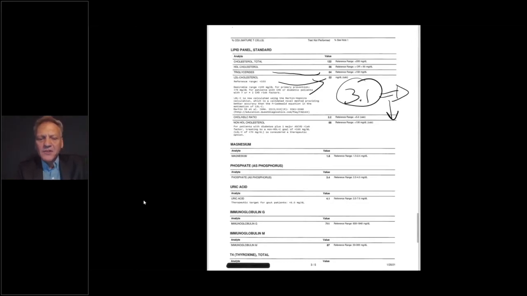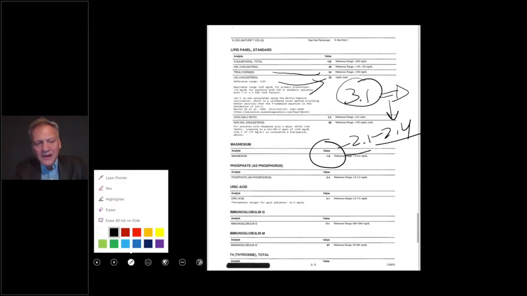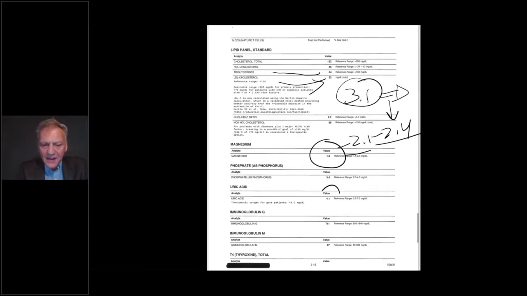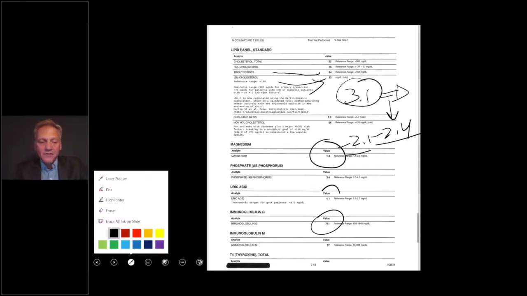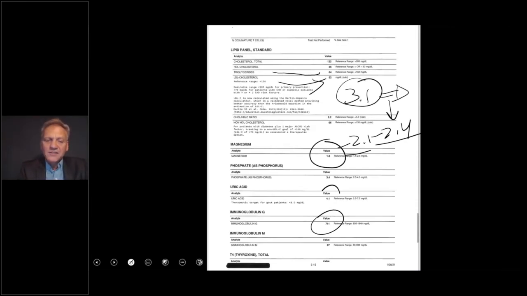The magnesium, we like to see that at 2.1 to 2.4, and she's at 1.8. What that means is magnesium is a buffer for an acidic environment. Inflammation causes an acidic environment, so that just means that she is inflamed. We kind of know that. Phosphate, nothing to see here. Uric acid is a bit low, but I'm not too crazy about that. Immunoglobulins are low. So if you have to do a food sensitivity on this patient, you're going to have to recognize that because her immunoglobulin is on the low end, she's going to be a low reactor.